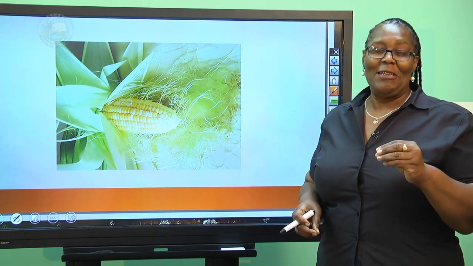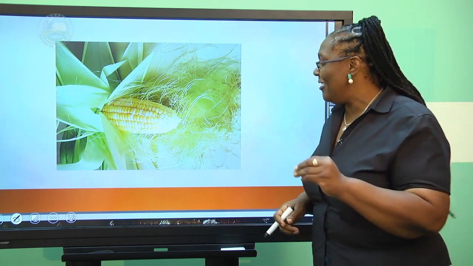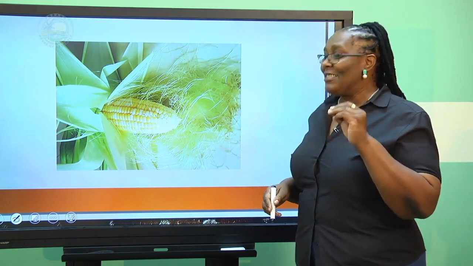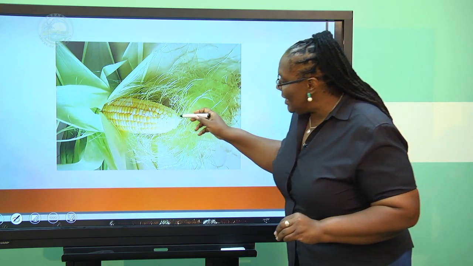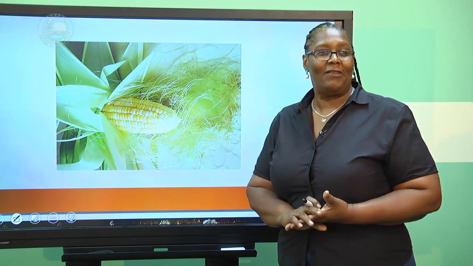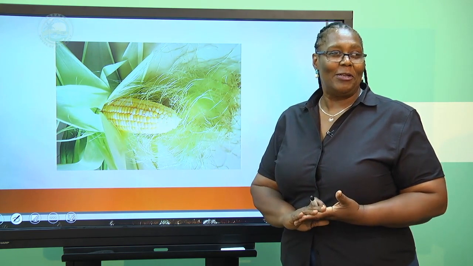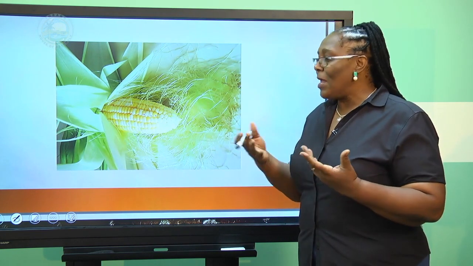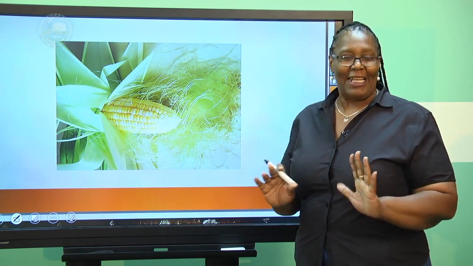Interesting, isn't it? So next time you're peeling that corn, you're going to look closely and you're going to see, right? So the ones at the end, some of them, you may see them flattened, because you may not have had fertilization occurring with them and so on. And even sometimes between the corn, you'll see some parts flattened.